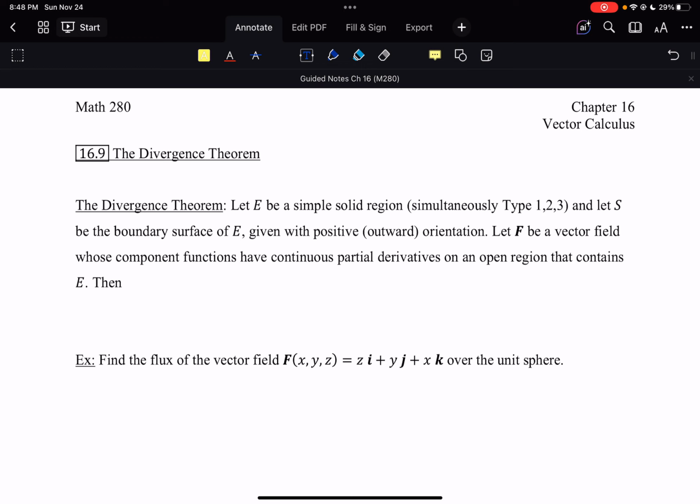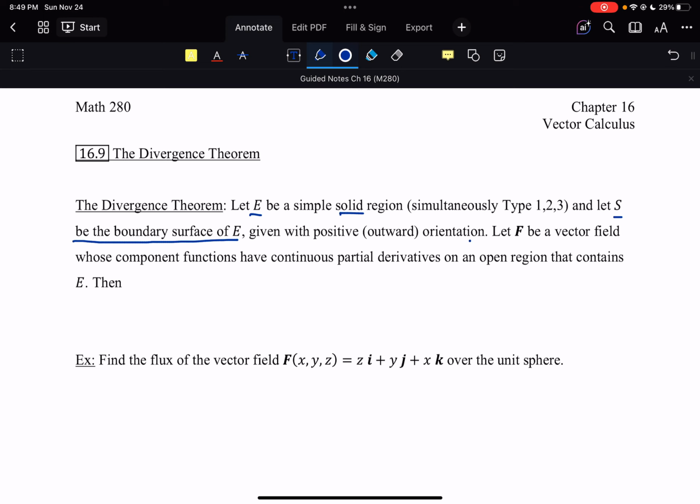So we let E be a simple solid region. So this is one that is simultaneously type 1, 2, and 3. Or in other words, it can be projected onto any of the coordinate planes, the xy, xz, or yz. And let S be the boundary surface of E. Okay, so E is the solid within the surface. The surface is like the outer shell of the solid.